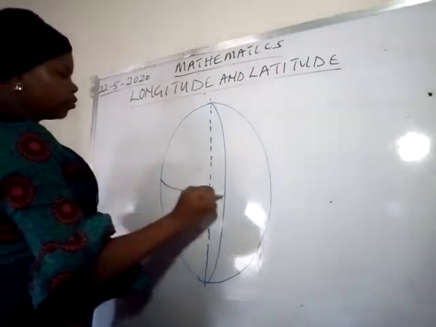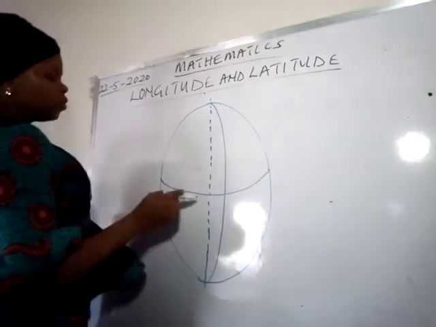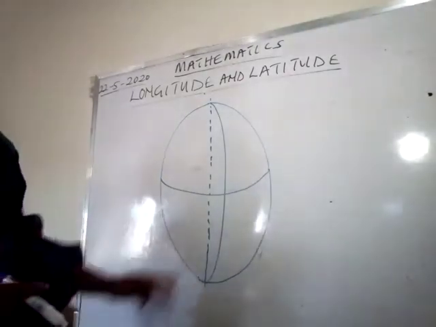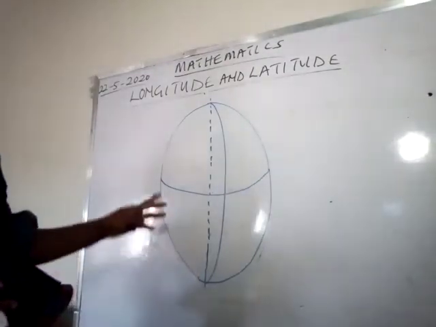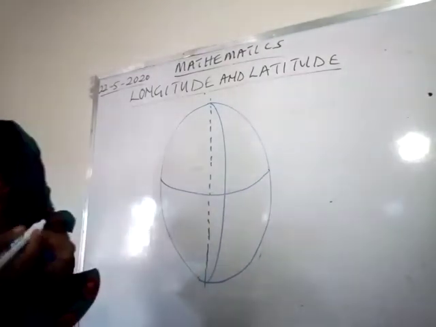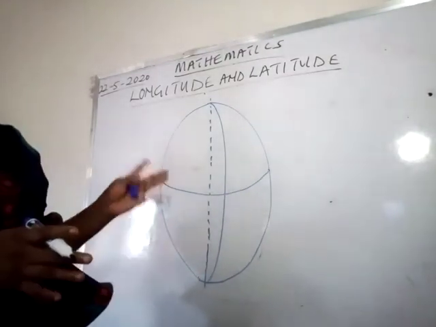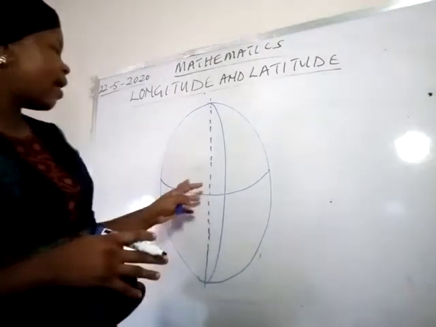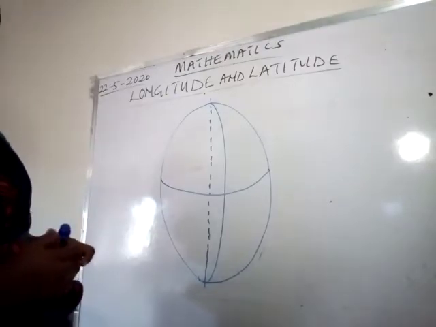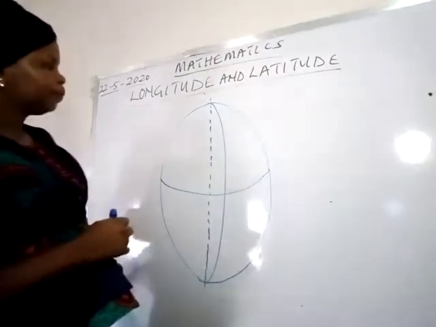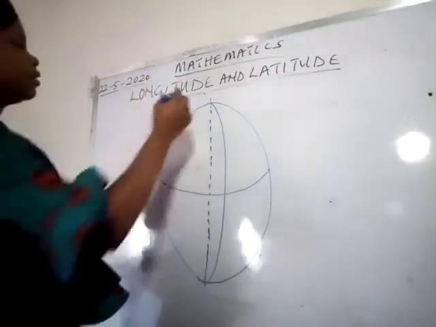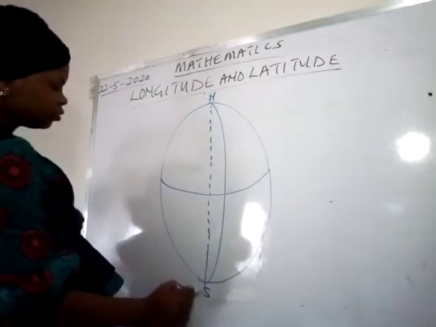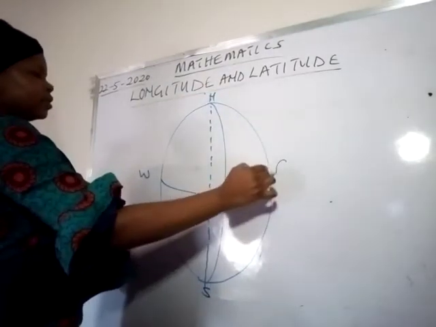Now, I have my equator. Don't forget, the equator is zero degrees of latitude. That is the center of the great circle, whose cross section is a circle. So we have the equator. Now, if this is the equator, you can see this is the north, this is the south, this is the west, and this is the east.